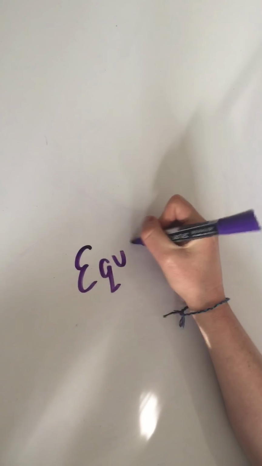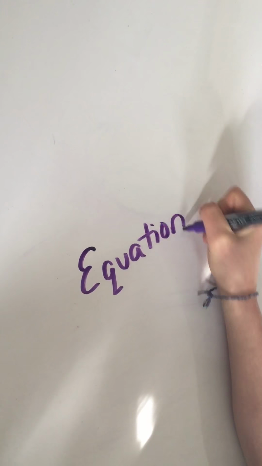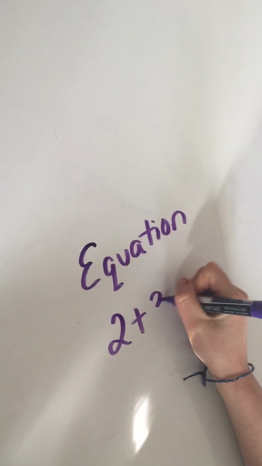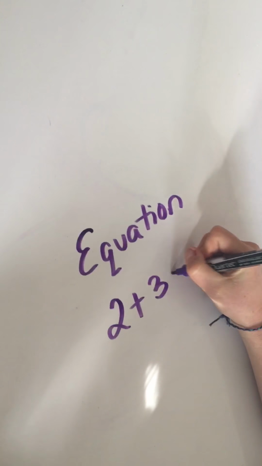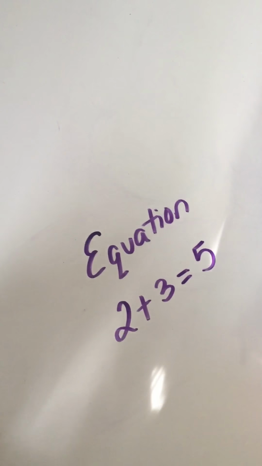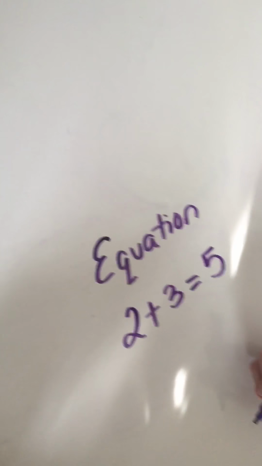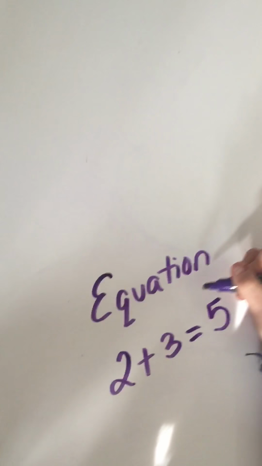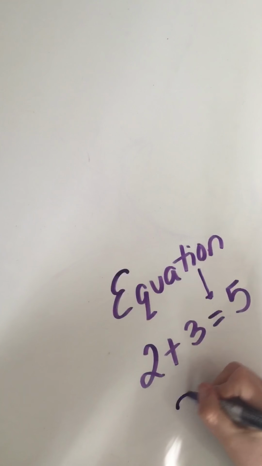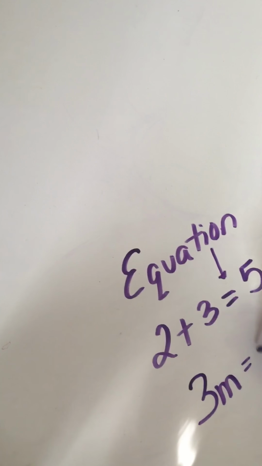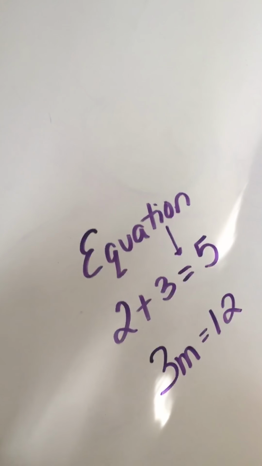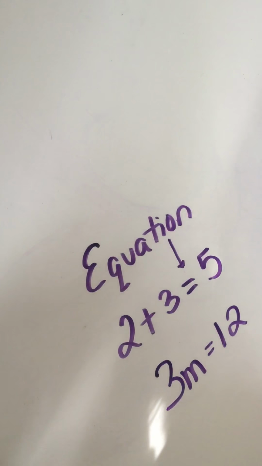It becomes an equation when two expressions are equal to each other. So equations are when you have one expression and it equals another expression. That's now an equation. A way to tell that it's an equation is because it has an equal sign. So 3m equals 12 would be an equation.